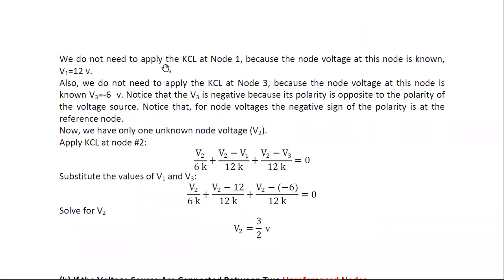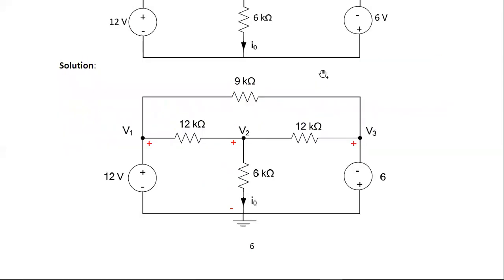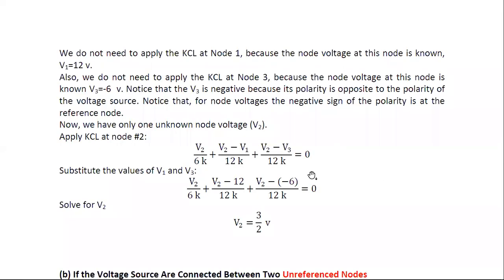The same rule is applicable for the V3 point. We do not need to apply KCL at this node because its node voltage is known. Here we follow minus V3. If you observe V1, the leaving sign is minus 12, and the leaving sign here is plus 6. You can follow the leaving sign or you can follow the starting sign. Here V1 is positive 12. Here V3 is minus 6.